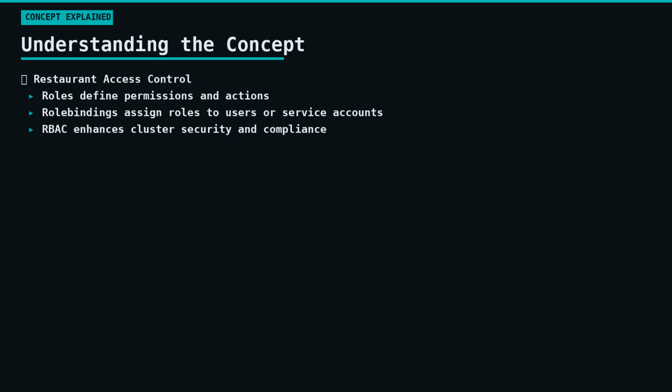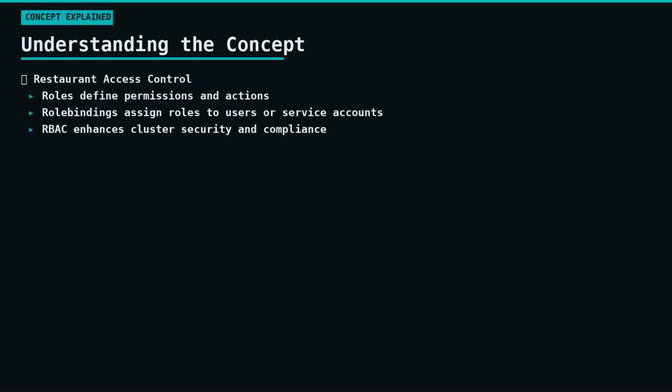Roles are like job descriptions, outlining what tasks can be performed, while role bindings are like assigning employees to these roles, determining who gets to do what. Understanding RBAC is crucial for securing your Kubernetes environment and ensuring that your cluster resources are protected from unauthorized access.